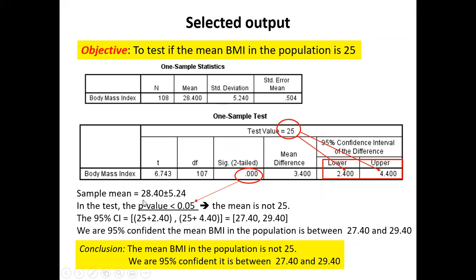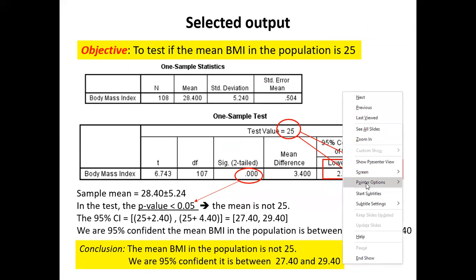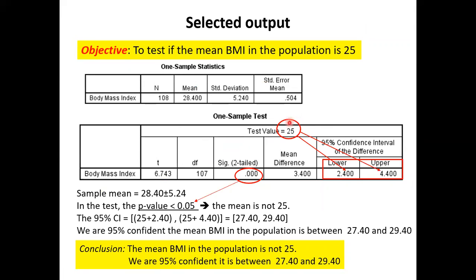Next, in the test, what test? One sample t-test. What are you testing? What's the test value? 25. The test value is 25. The sample mean is 28.4, right? So it calculates the t value.